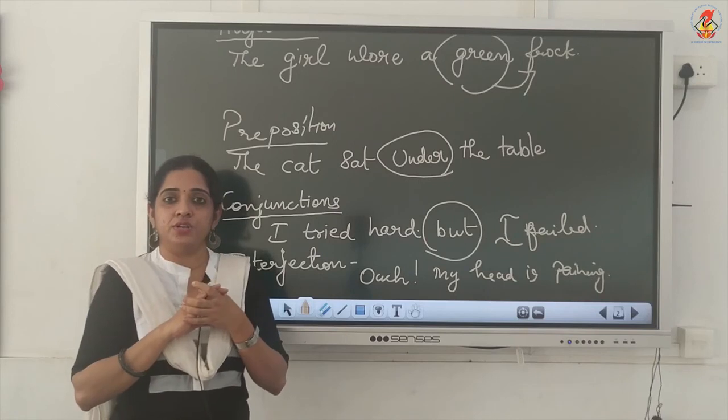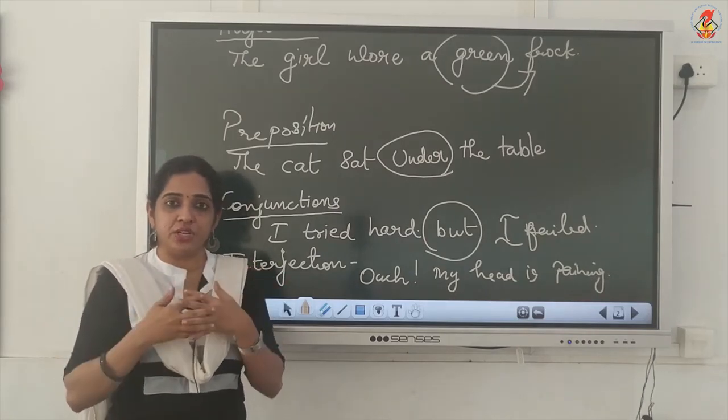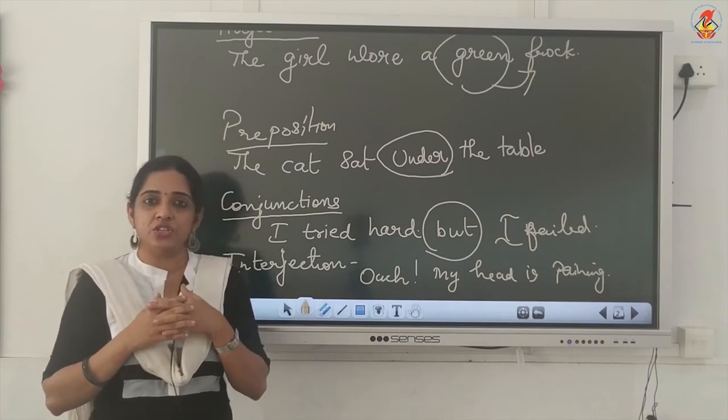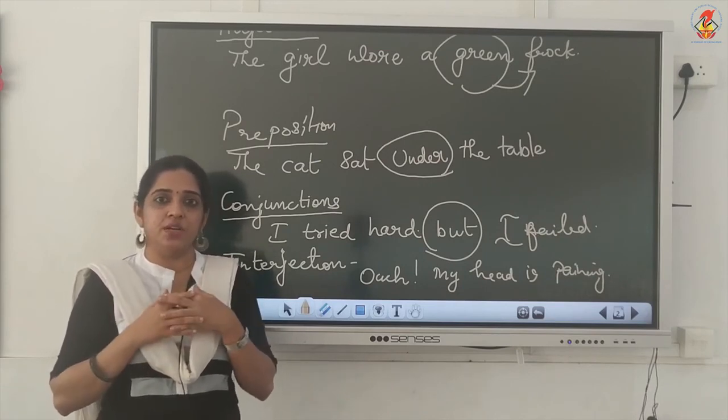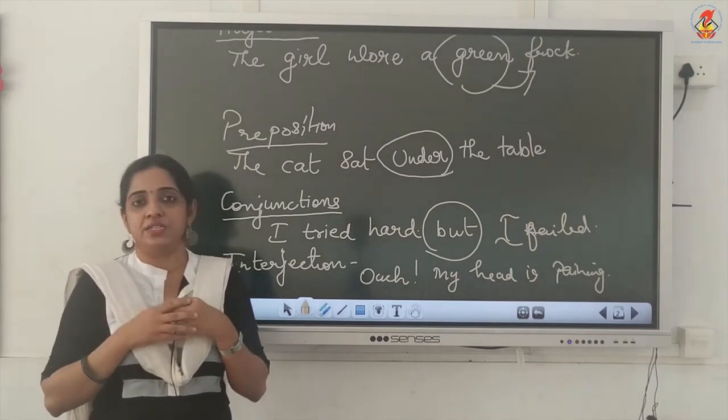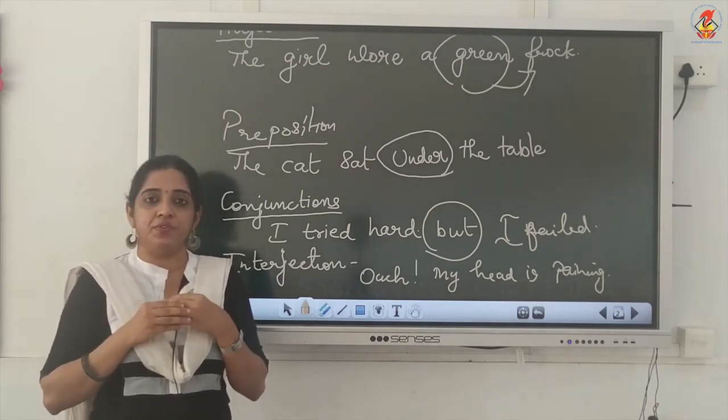Then conjunction. What do you mean by conjunction? Conjunction means connection, junction, I said. Now, from the name itself, you can guess. Conjunction means it's a connecting word. And, or, but, all these are conjunctions. You'll study it in detail by the end of grade 5.